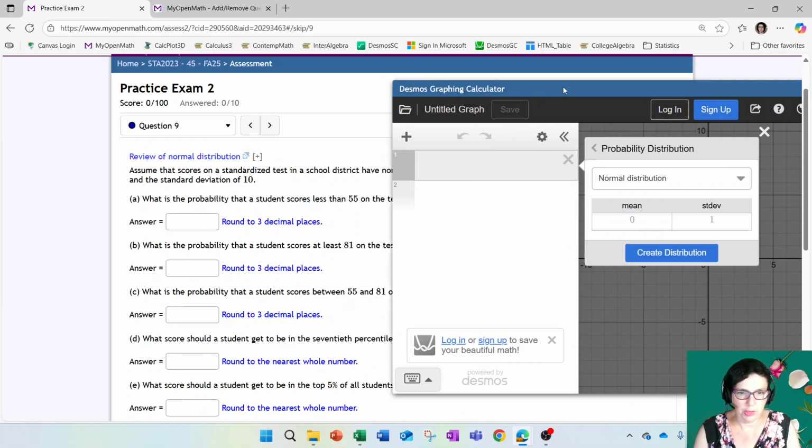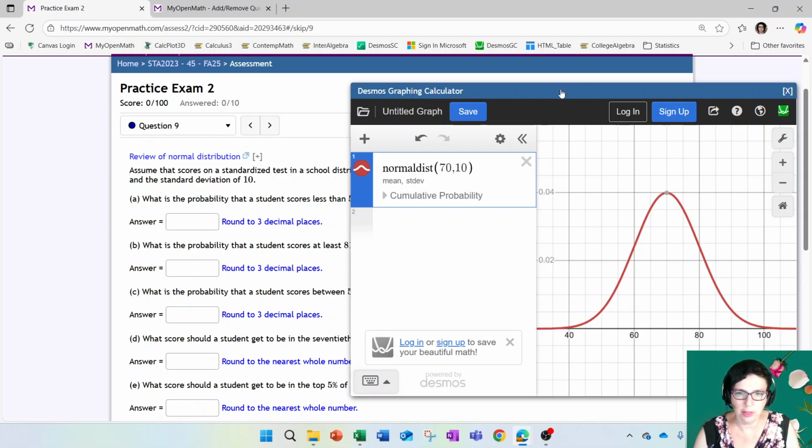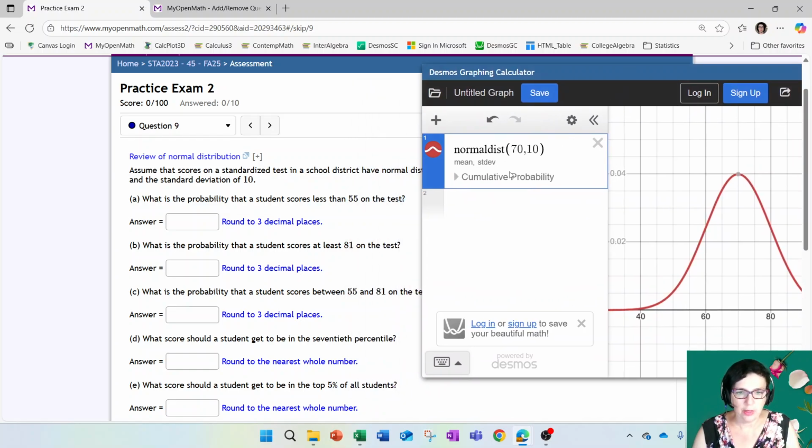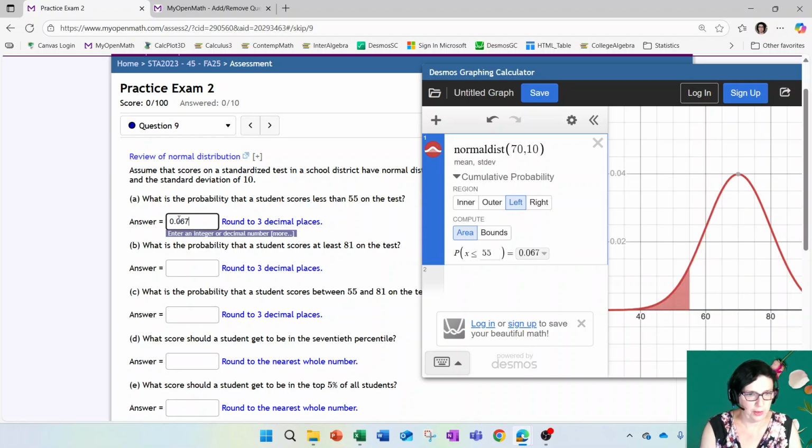And our normal distribution here has mean 70, standard deviation is 10. And then we just click create distribution. Okay, so we see the beautiful normal curve. Now let's expand the cumulative probability menu. So the probability that the student scores less than 55. So less than 55 is to the left. And so we're gonna go to left and put 55 over here and just copy the answer 0.067.